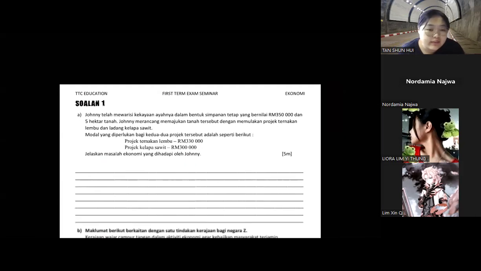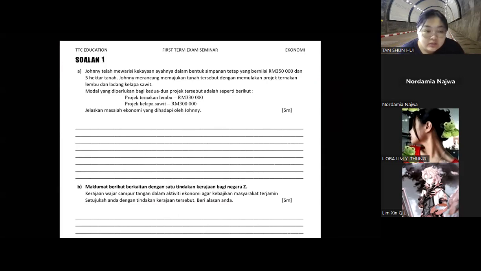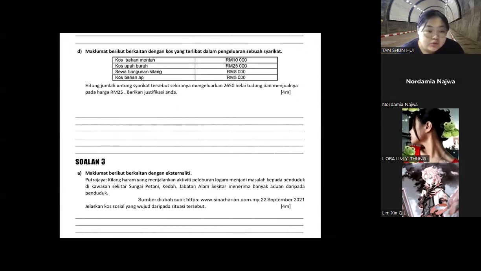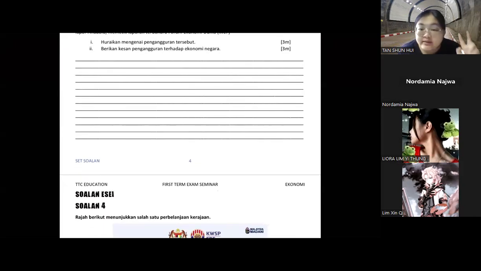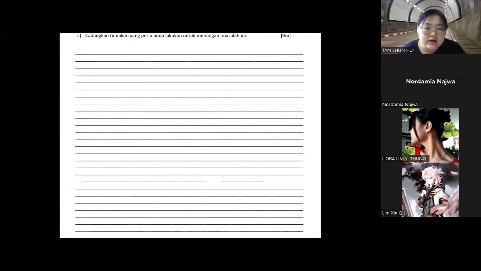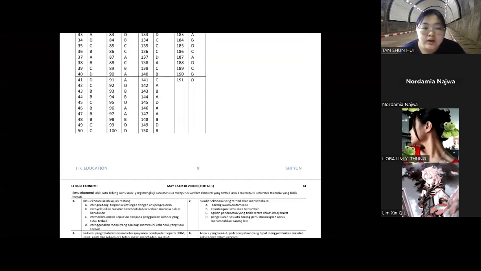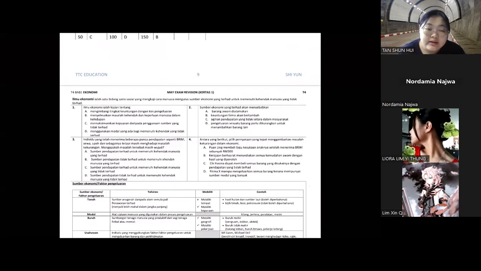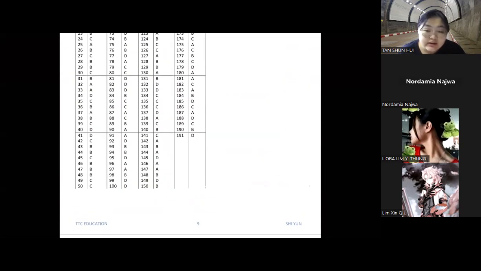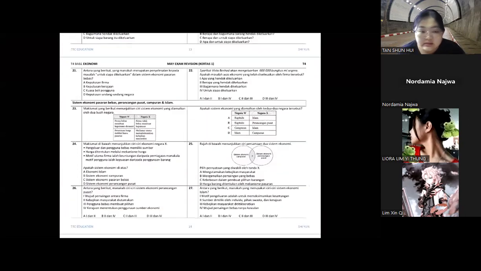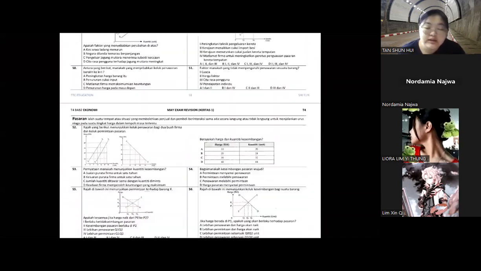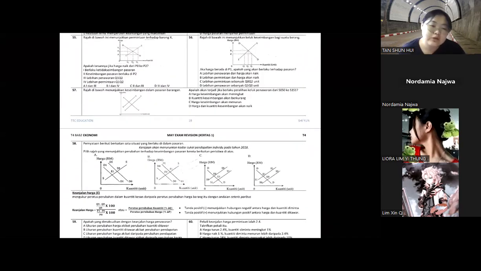From question one, you will have question one, question two, question three, three subjective questions, and inside here you have two essay questions, and then at the bottom you will have multiple choice questions. For your kertas satu questions, the answers are all provided. We will see, it depends. If we have extra time, we will go through the latihan of the kertas satu. If we don't, then we don't go through the multiple choice.